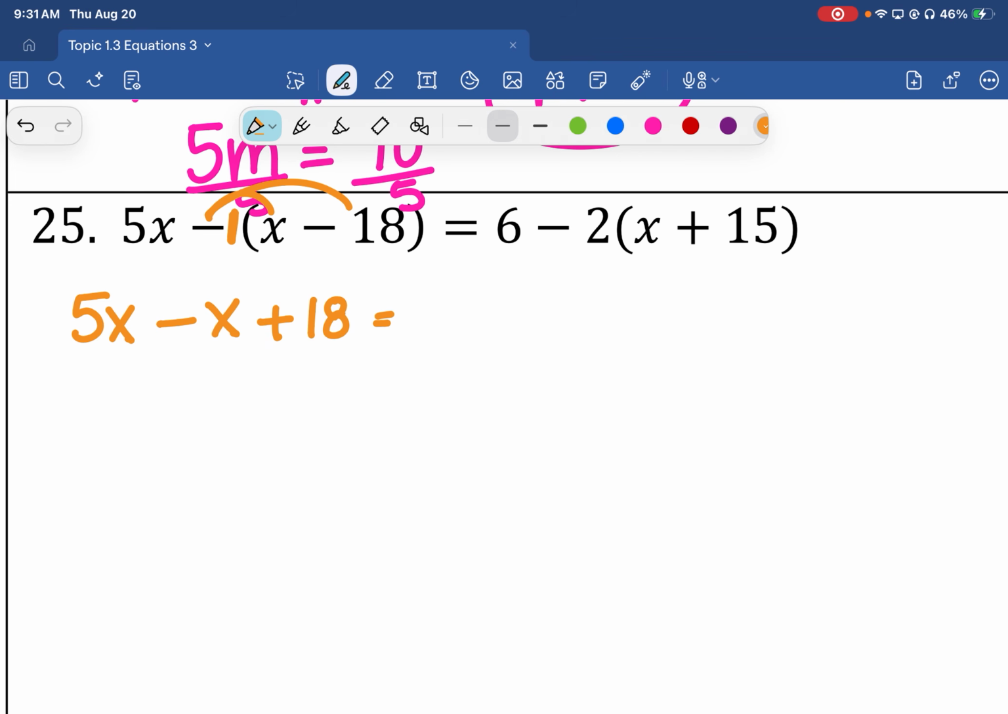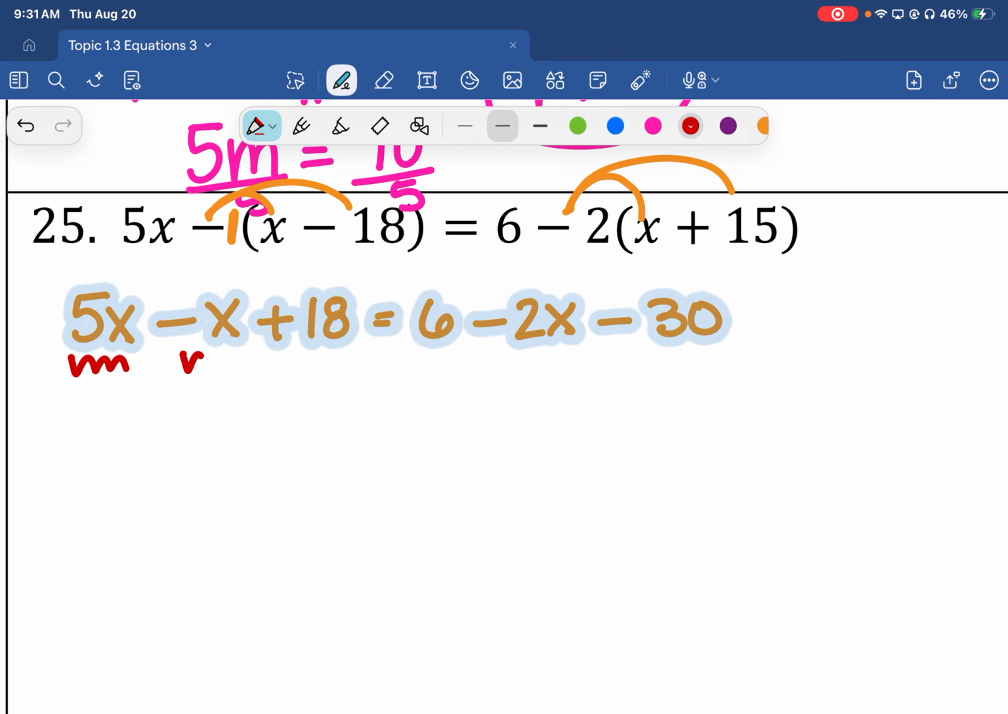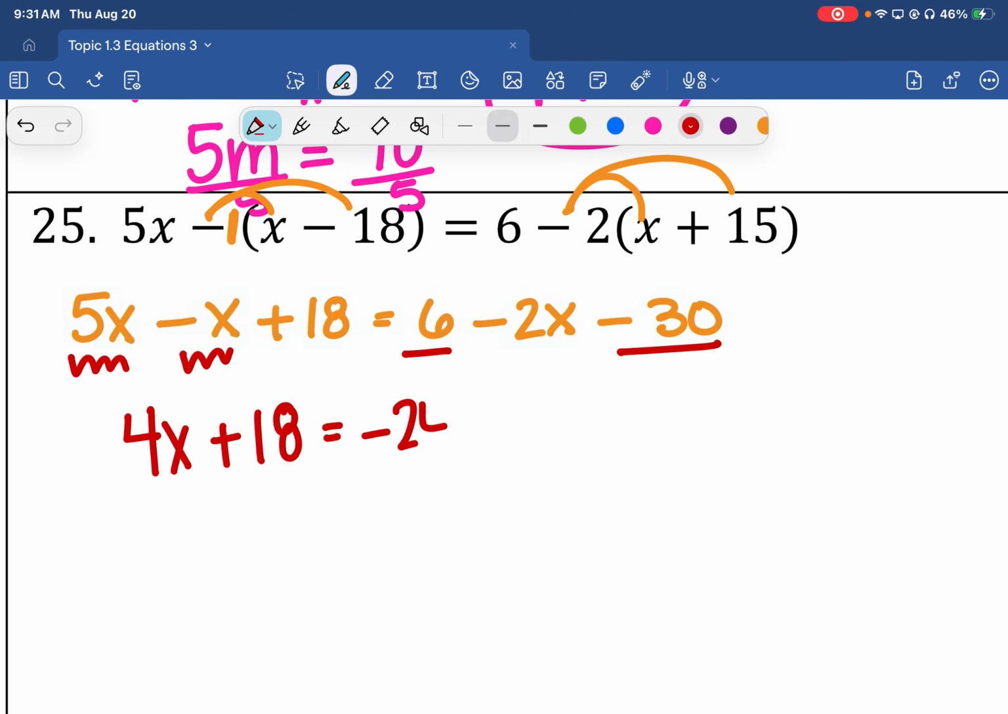Is anything happening with that 6? No. But I do have to distribute -2. So what is -2 times x? Negative 2x. What is -2 times 15? Negative 30. All right, combine like terms. What are my like terms? 5x and negative x. What is 5x minus x? 4x. So we have 4x plus 18 on the left. What about the right? Does it have any like terms? 6 and negative 30. What is 6 minus 30? -24. So it is -24 minus 2x.